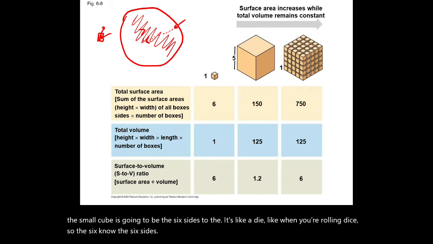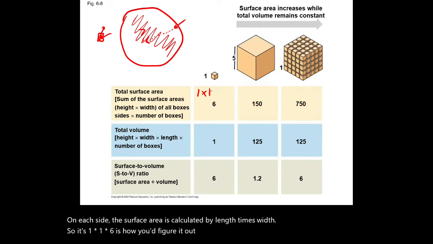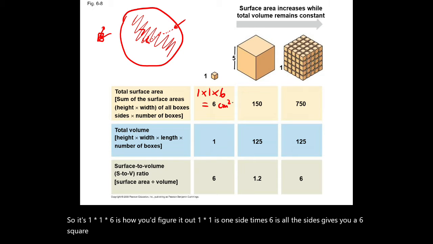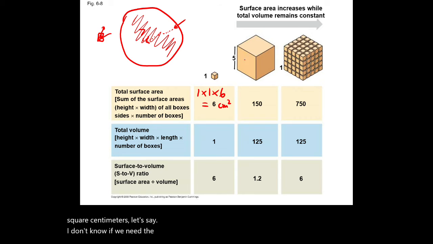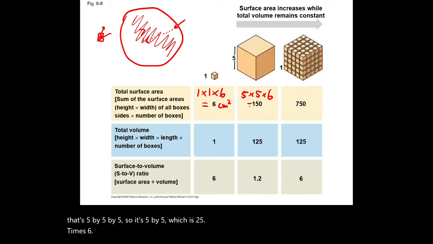And each side, the surface area is calculated by length times width. So it's 1 times 1 times 6. This is how you'd figure it out. 1 times 1 is one side, times 6 is all the sides, gives you 6 square centimeters, let's say. I don't know if we need the units, but whatever, it doesn't really matter. Here we have a cube that's 5 by 5 by 5, so it's 5 by 5, which is 25, times 6, which is 150.